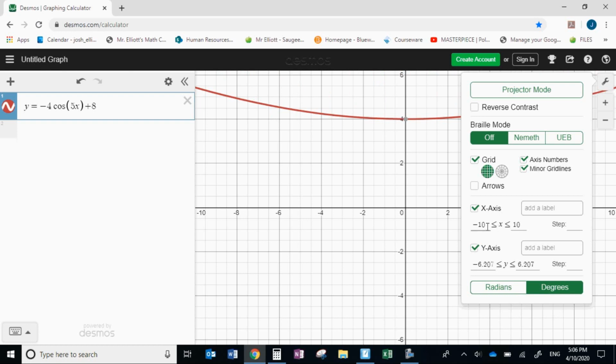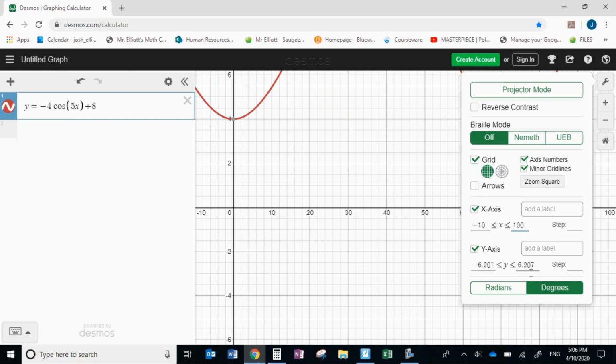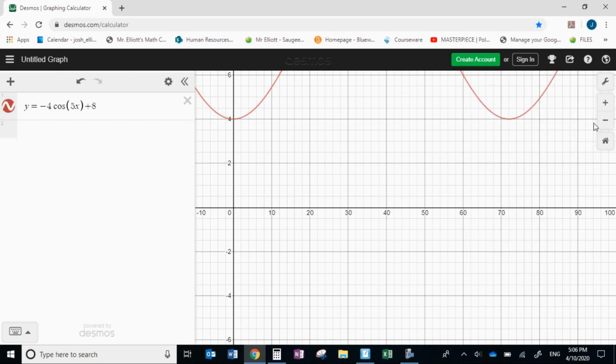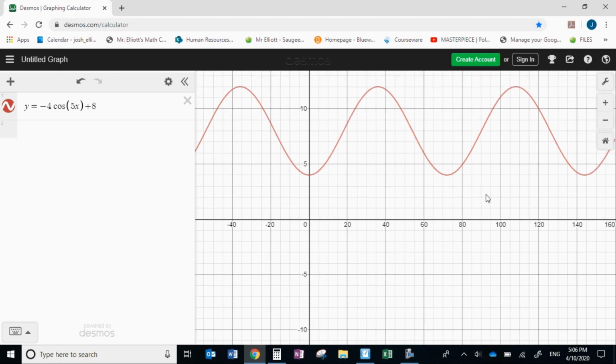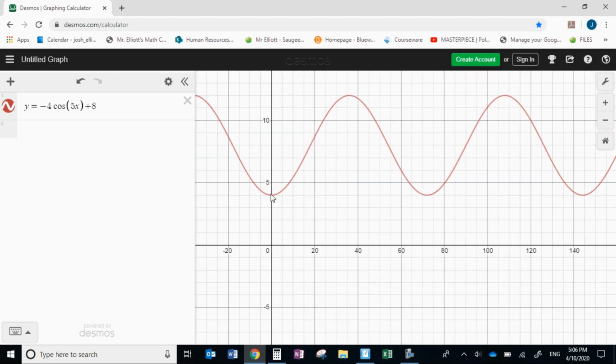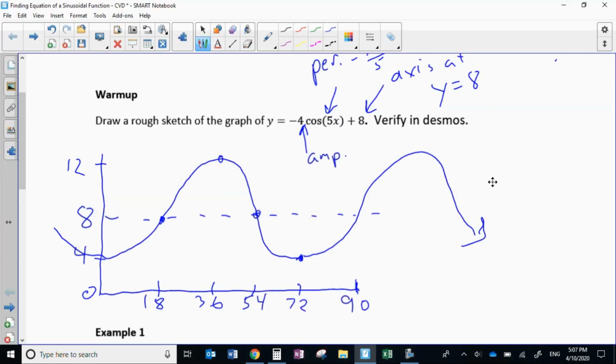And then we also need to consider our scale. For example, this only had a period of 72, so maybe we just want to go to 100. That's probably good enough right there. And we can see here's our graph. You can get an idea that it goes down to 4, up to 12, and then a cycle ends there at about 72. So it gives you some idea that you're on the right track. Okay, back to our examples.